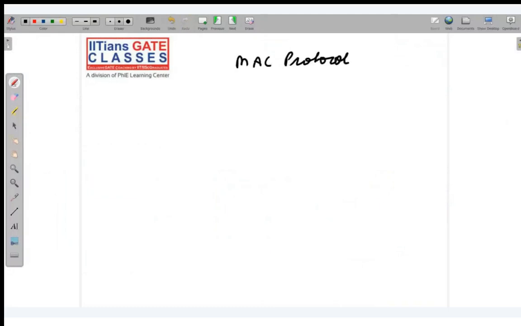Okay, so now we are going to study MAC protocols, media access control protocols. Broadly, if we see, there are three categories of protocols. Let me show you these protocols.